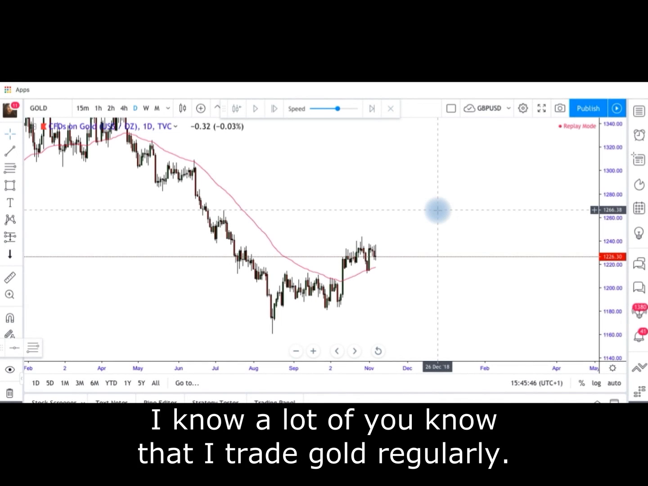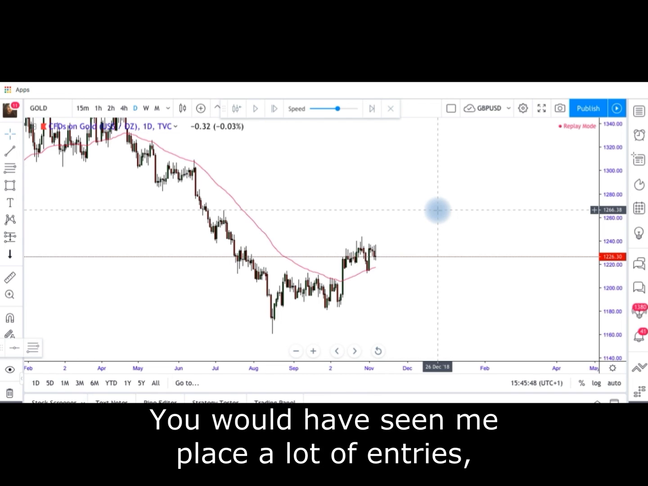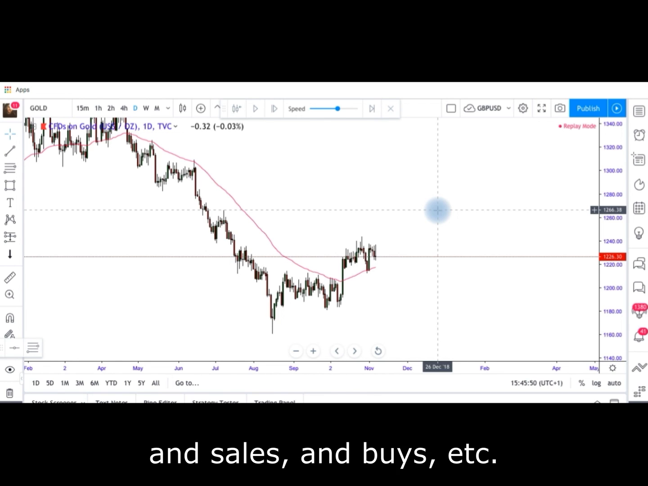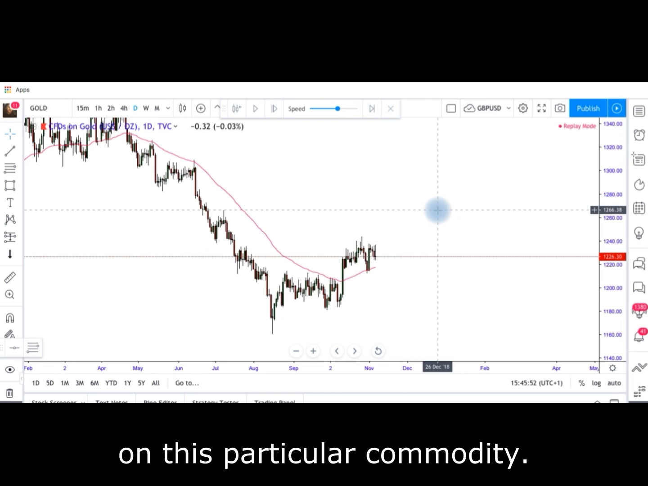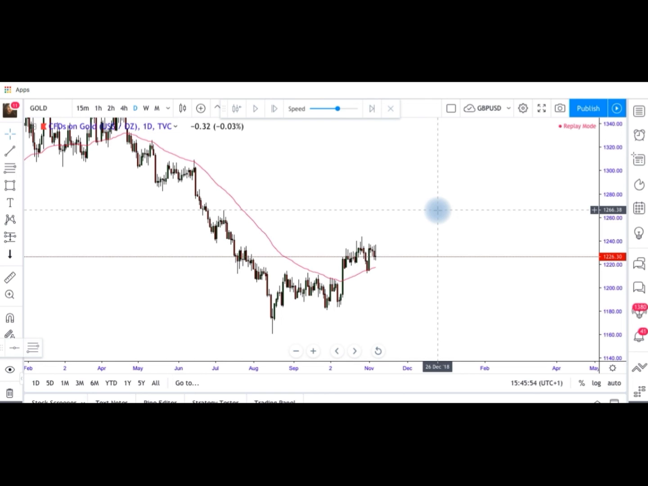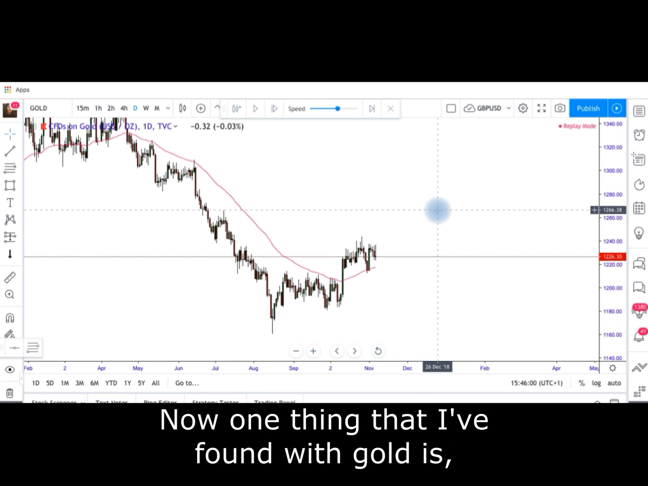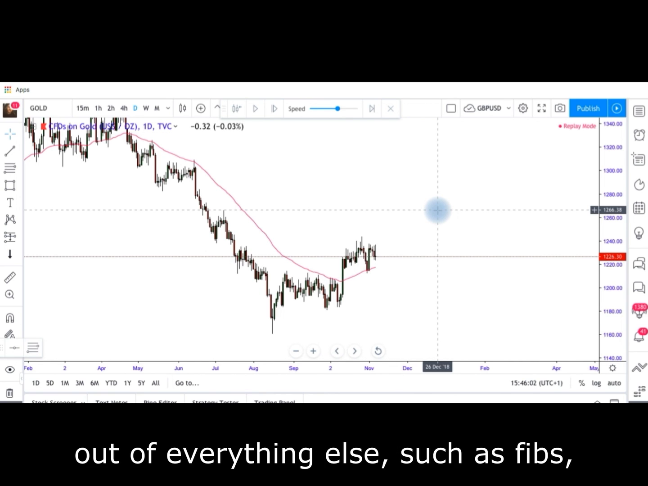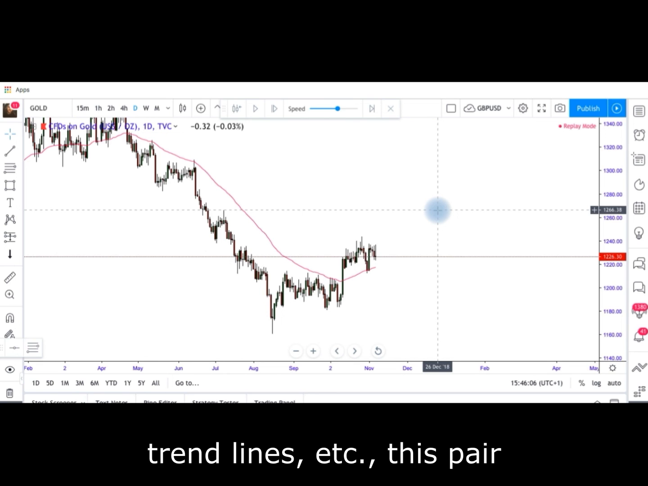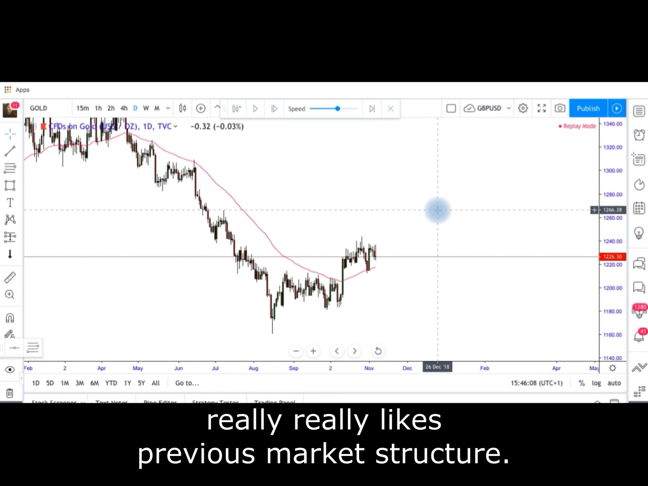I know a lot of you know that I trade gold regularly. You would have seen me place a lot of entries, sells and buys on this particular commodity. I really enjoy trading gold, especially when it lines up where I'd like it to. Now, one thing that I've found with gold is that out of everything else, such as fibs, trend lines, etc., this pair really likes previous market structure.